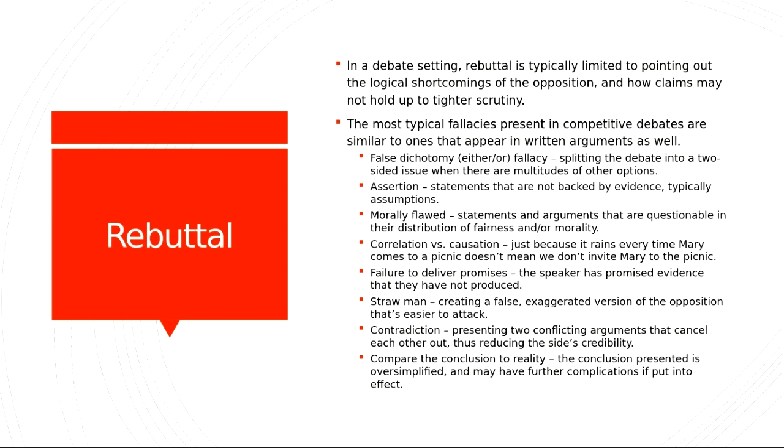You have the straw man. We talked about this before. Create a false, exaggerated version of the opposition that's easier to attack and therefore makes your side look more reasonable in comparison. We have the contradiction fallacy, which is presenting two conflicting arguments that cancel each other out, thus reducing the side's credibility. This is primarily an attack on your opponent's credibility, based solely on the fact that they have presented two arguments that are contradictory to each other and do not match up. They do not complement each other. They actually cancel each other out.